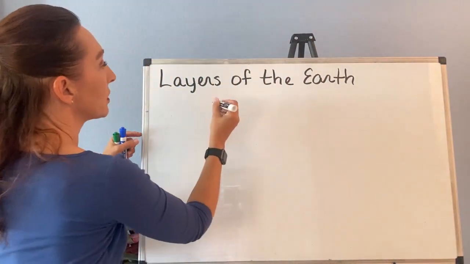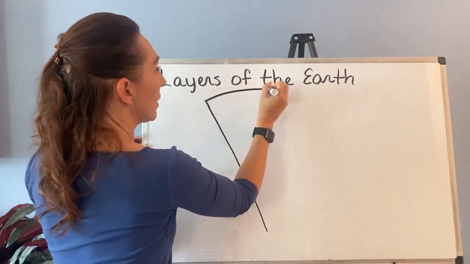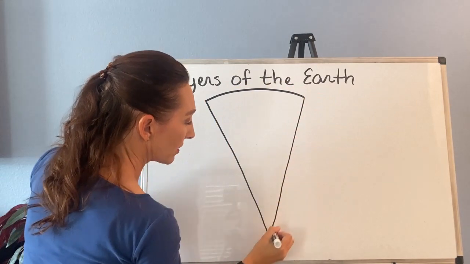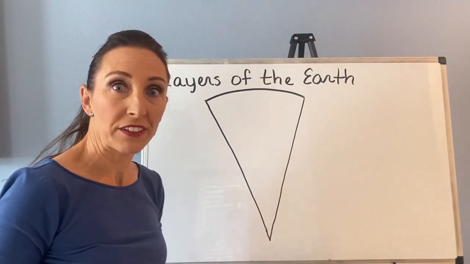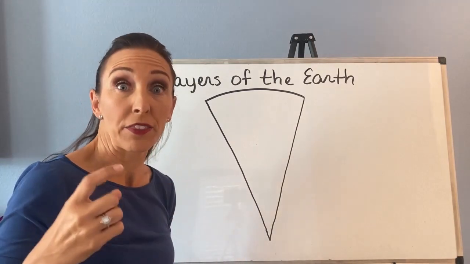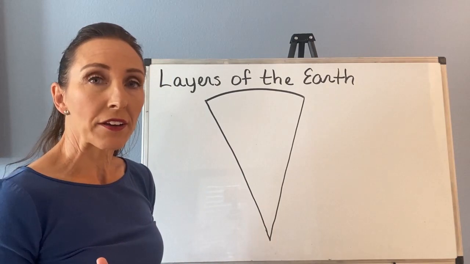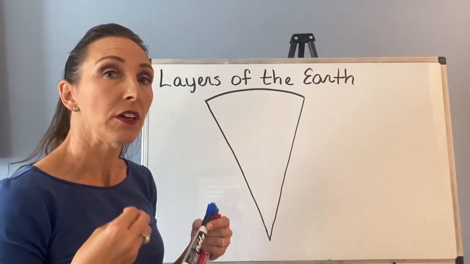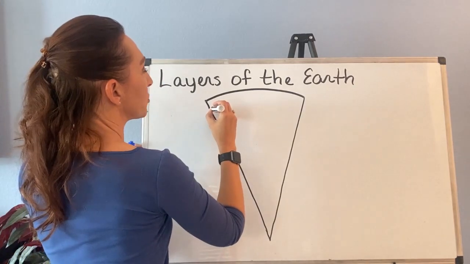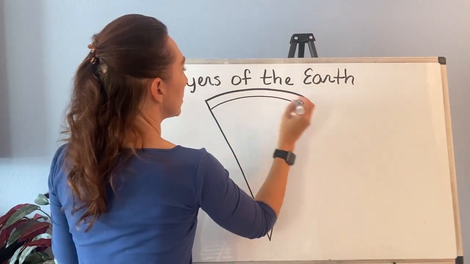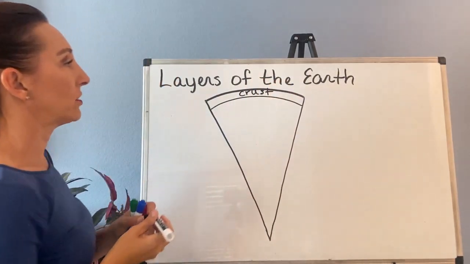I'm going to create a little wedge going down to the center of the earth. It should be noted this is not to scale at all, but it'll get the job done for what we have here. Some layers I'm going to need to make thicker just to be able to label them. So the first way that we're going to break this down is based off of the composition. My very top layer here is going to be the crust. So I have crust. Okay, so that's my top layer.